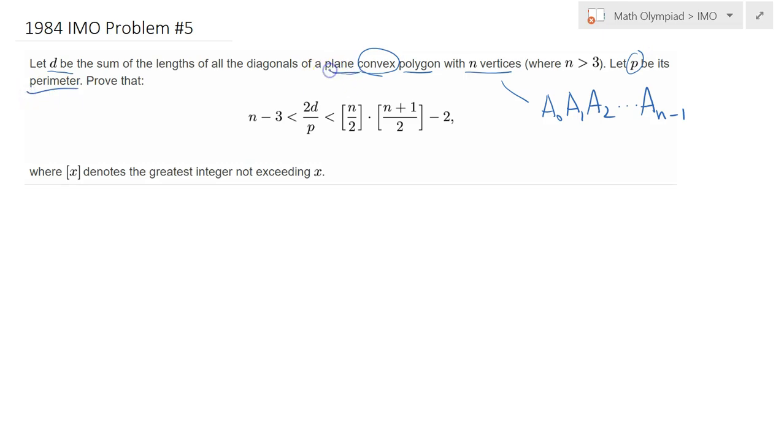Notice that the polygon is not necessarily regular. We need to prove these two inequalities. Let's start from the left-hand inequality. Let's first investigate this side.